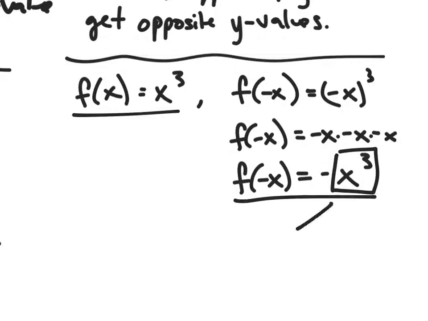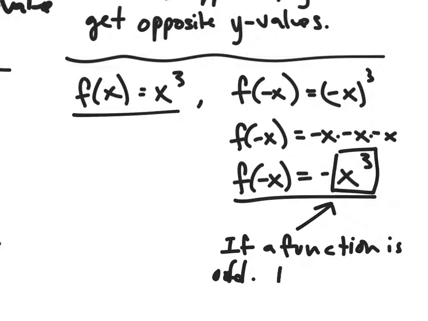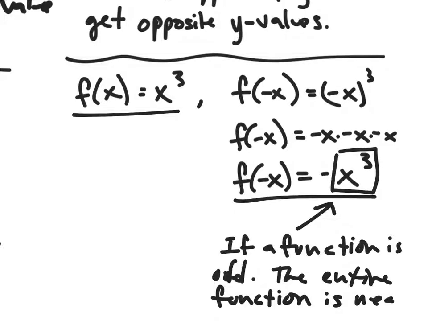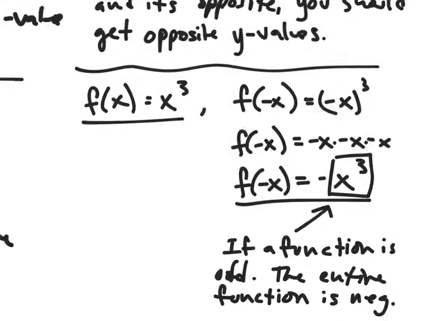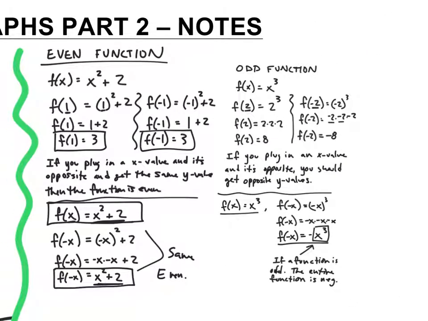So if a function is odd and you plug in negative x, the entire function will become negative. Whereas when you had an even function and did that, you get the same thing when you plug in negative x. But if you plug in negative x into an odd function, you get the opposite function. The whole thing becomes negative.